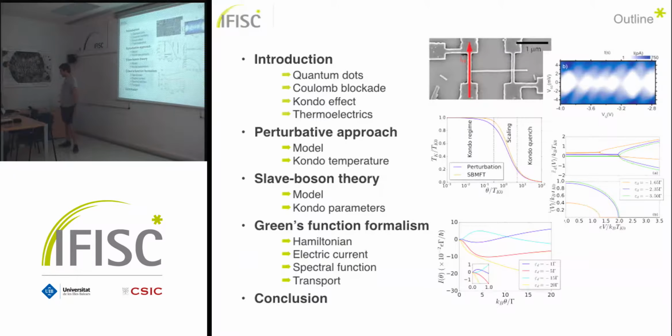The outline of this first part seems like too much, but it's not. First, I will give a small introduction. I will talk about what is a quantum dot. I will explain what is the Coulomb blockade effect, and then why it's important in nanostructures. Then I will present 3 models to explain the Kondo effect, but all of them try to explain the same. So it will be quick, and at the end I will extract some conclusions.